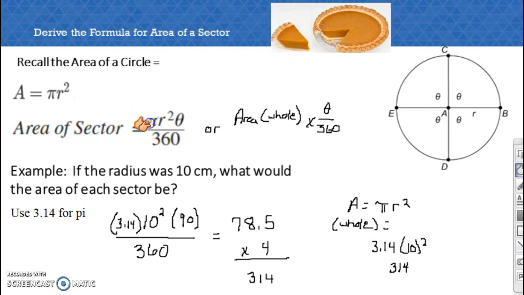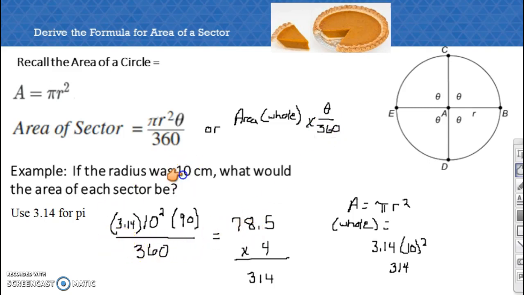So our formula is pi r squared times theta. Remember, theta is going to be the measure of the central angle in degrees divided by 360. So we can also look at this formula as pi r squared, the area of the whole circle, times the percent that that piece represents, so theta divided by 360. So let's take a look.